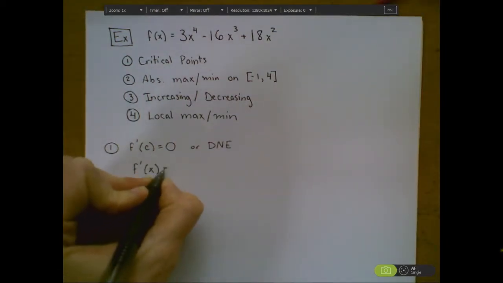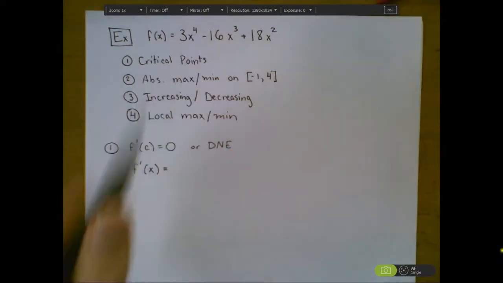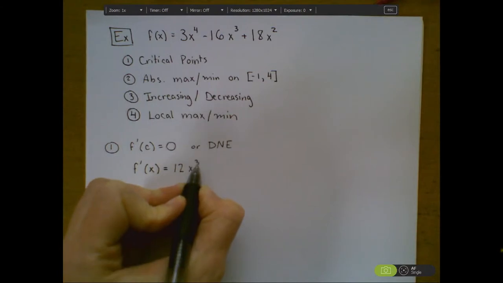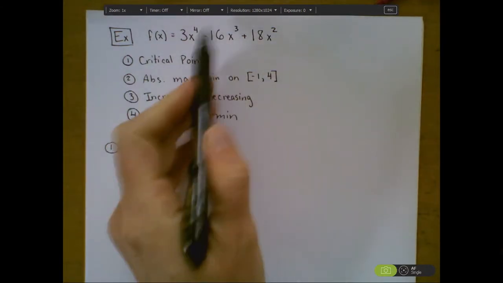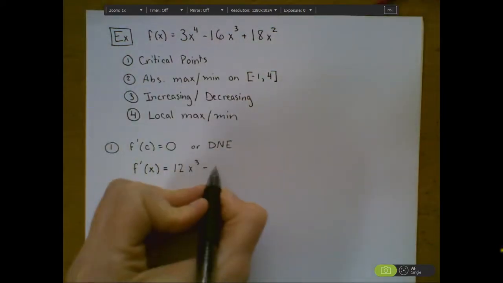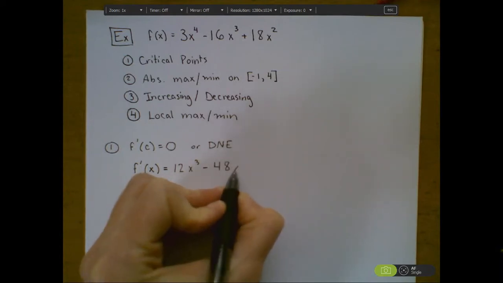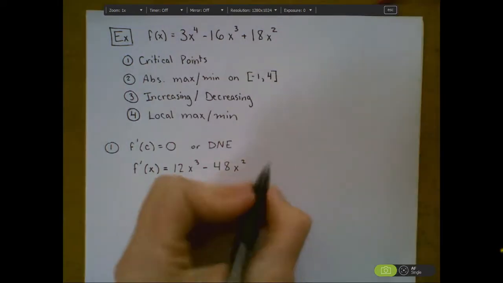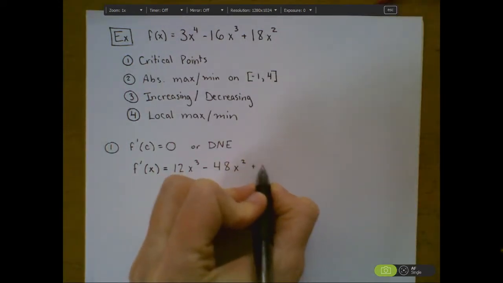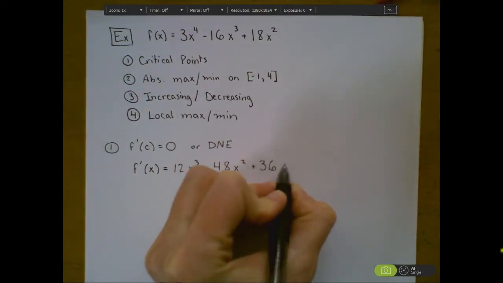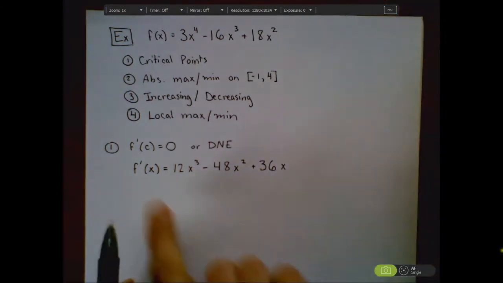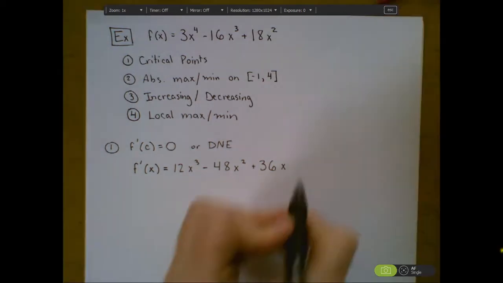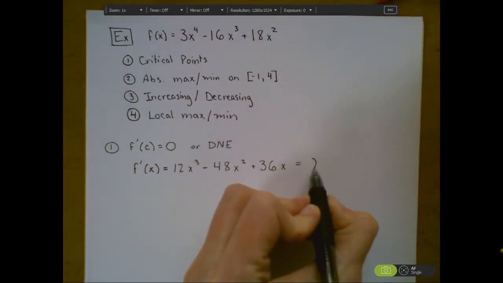It's pretty straightforward because we can use power rule. We see that the derivative of 3x to the fourth is 12x cubed, minus 16 times 3 is 48x squared, and 18 times 2 is 36x. So this is the derivative of our function, and we want to know when is the derivative equal to 0. That's the same thing as having a horizontal tangent line.